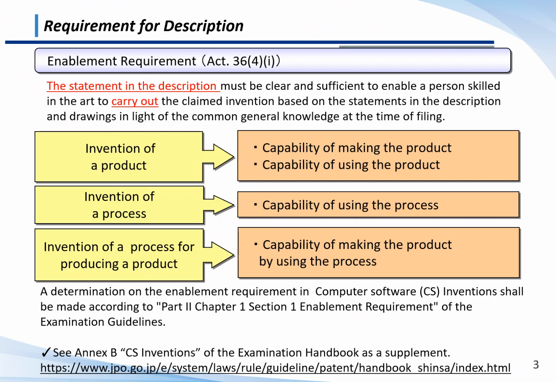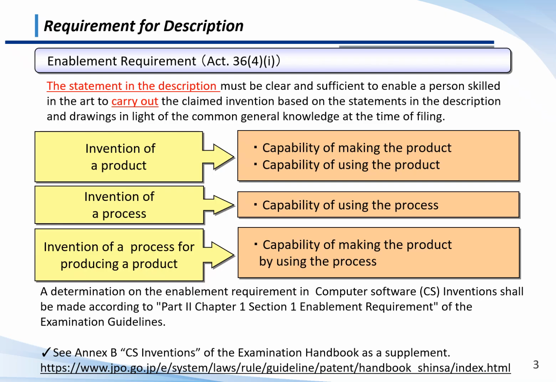Determination on the enablement requirement for inventions of AI-related technologies is conducted in accordance with the examination guidelines. The enablement requirement refers to the requirement that the statement in the description must be clear and sufficient to enable a person ordinarily skilled in the art of the invention to carry out the invention.